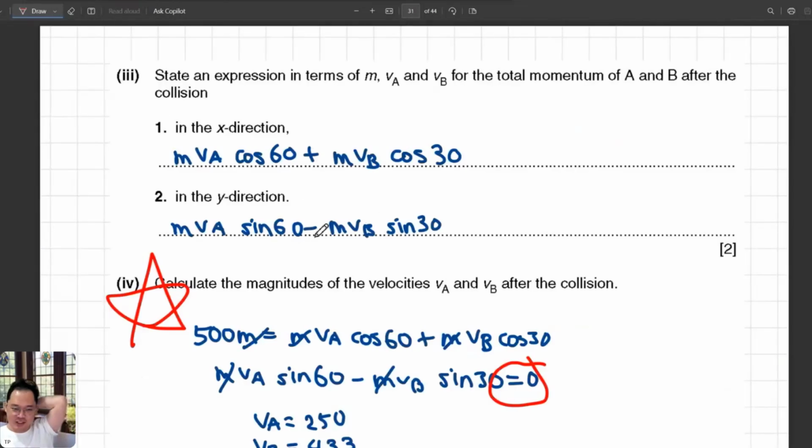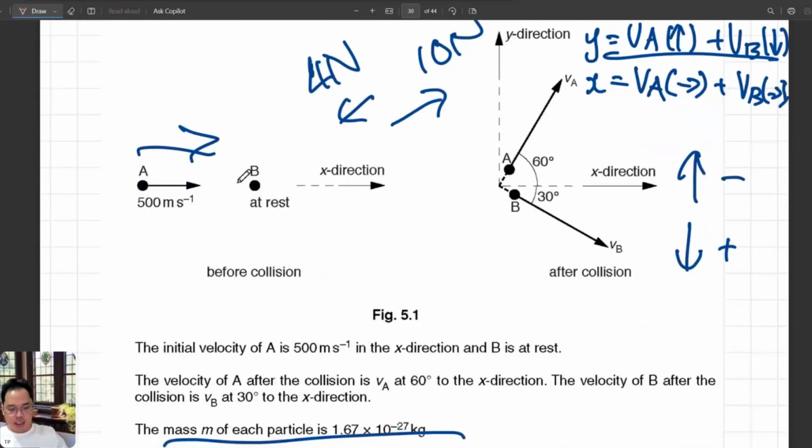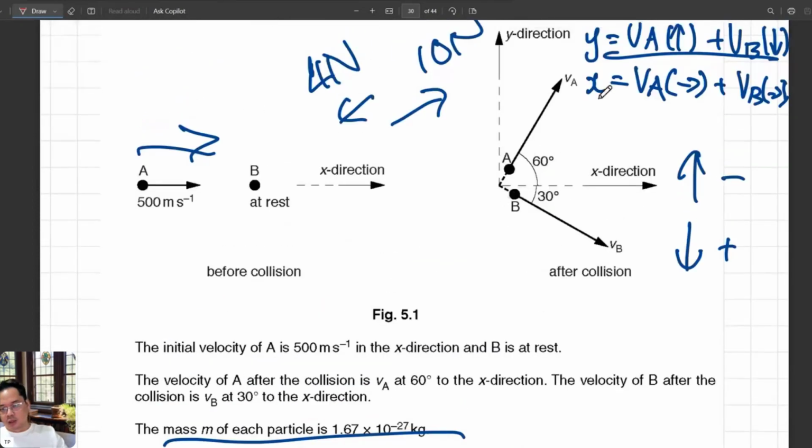Calculate the magnitudes of velocity VA and VB after the collision. Again, consideration in two directions, x and y. The two balls have the same mass. Two particles. They didn't say anything about the mass, so assume that they are identical in mass, like the mass of a proton. Identical masses, and then we can remove the mass from the equation of momentum.